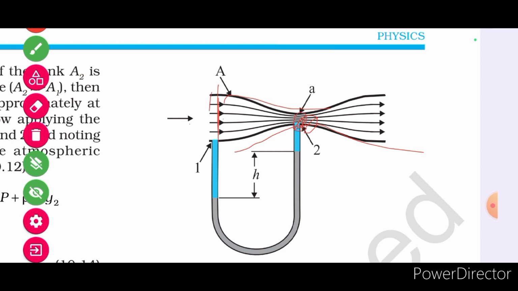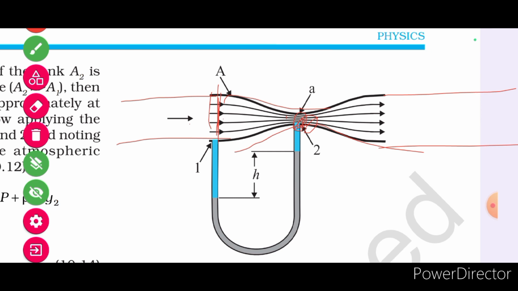We'll put the Venturimeter on a pipe in which the fluid is flowing. We have to measure the velocity of the fluid through the pipe, so we'll just insert the Venturimeter in between the pipe. Now the area we know, and the velocity at this point we will measure, and we'll take the help of a manometer.